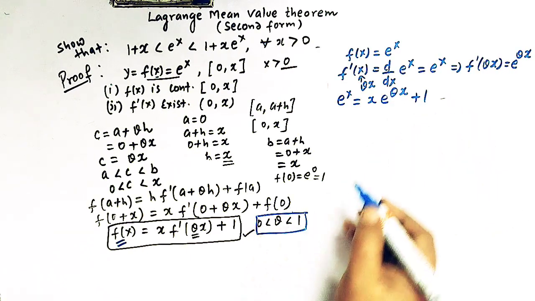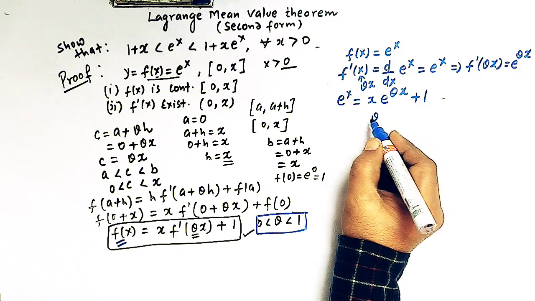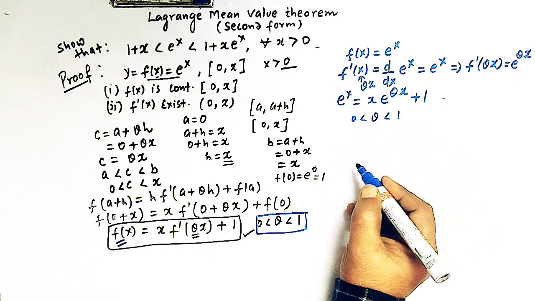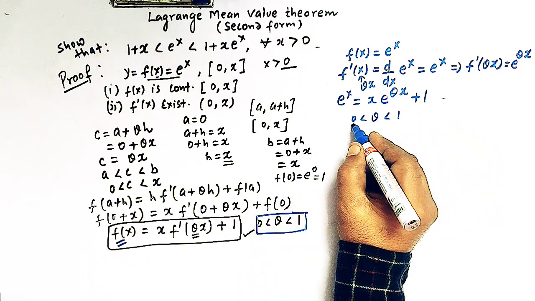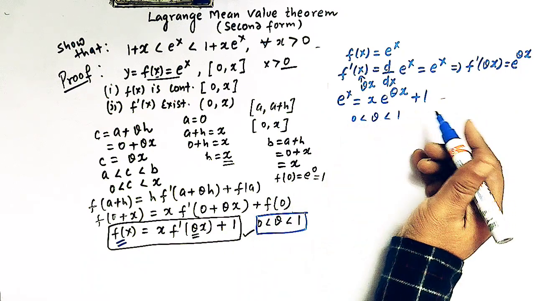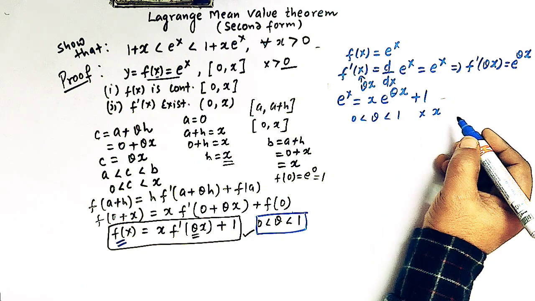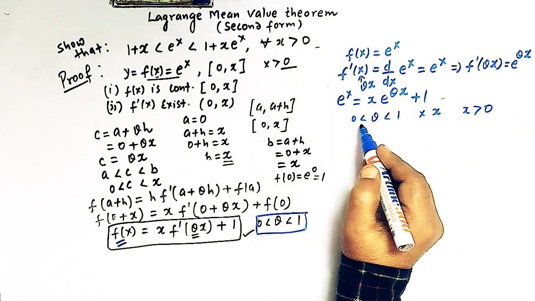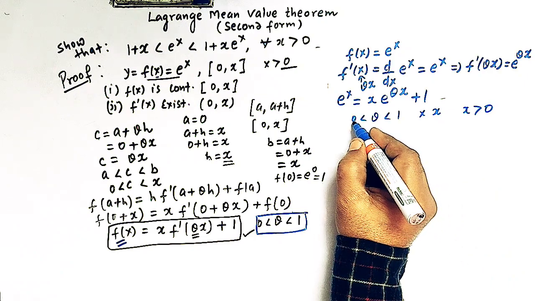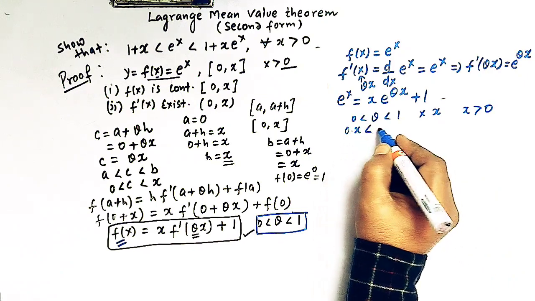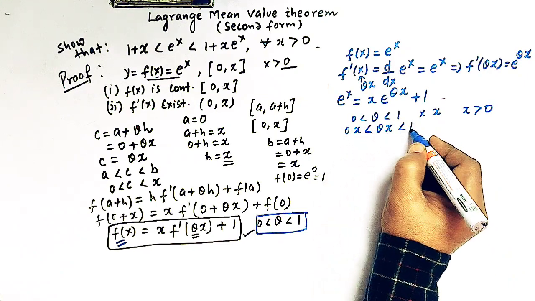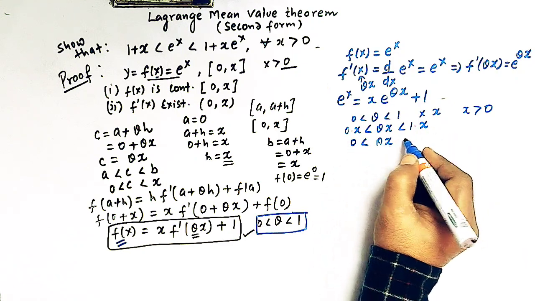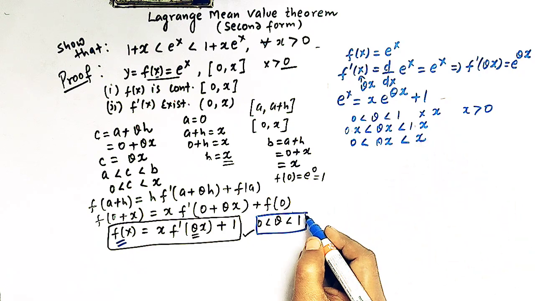Now let us take this inequality, that is theta is greater than 0 and less than 1. So now let us multiply throughout this inequality by x, and since x is greater than 0, the direction of the inequality remains the same. So here we have 0 times x, here we have theta x, here we have 1 times x. So this is 0, then we have theta x, and here we have x, right?